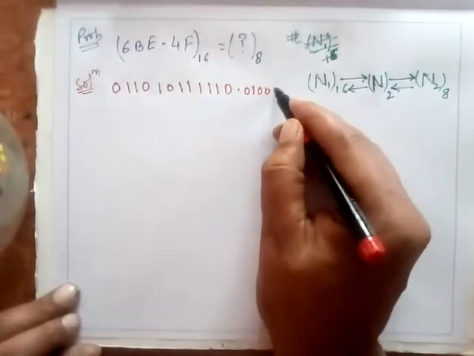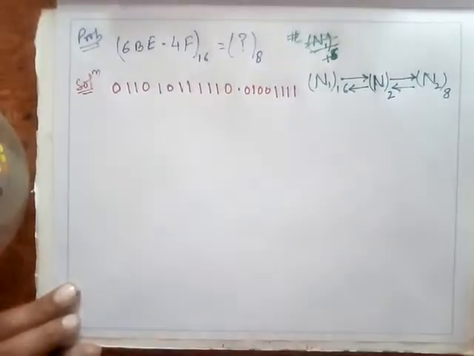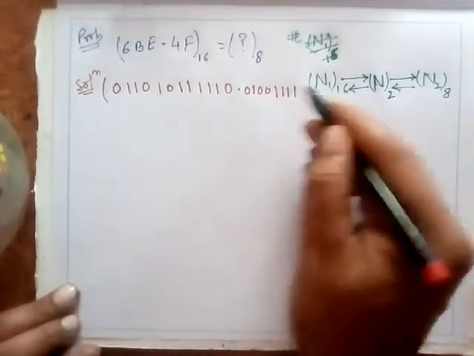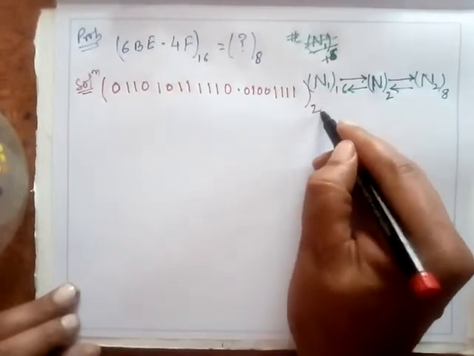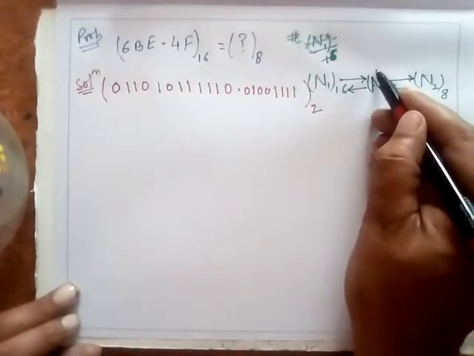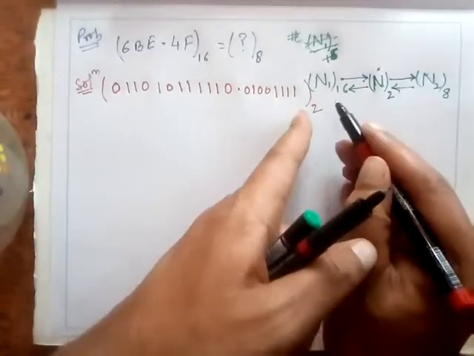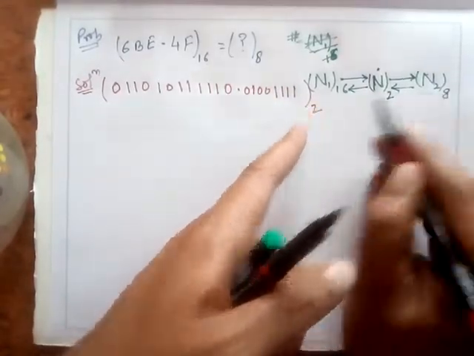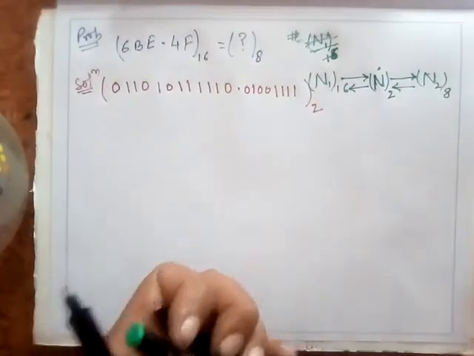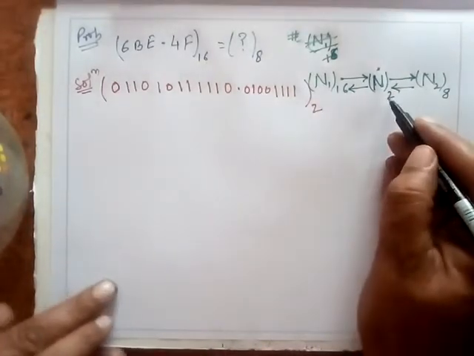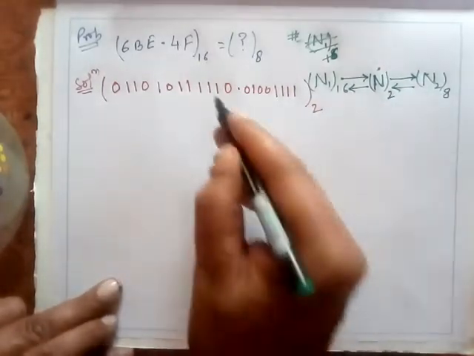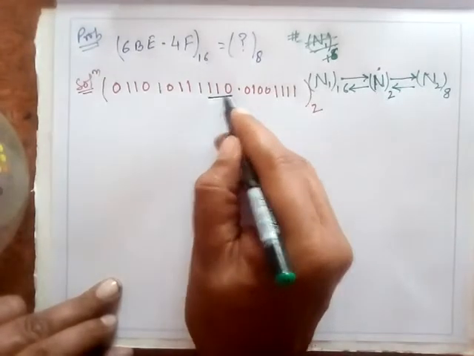And this F is 1 1 1 1. This is the corresponding number in base 2. I have done up to this step. Now if you have to convert this base 2 into base 8, my next target is to convert this base 2 into base 8, which means I'll make a group of 3 bits. I know how to convert binary to octal by making a group of 3 bits. So from here I am making a group of 3 bits.